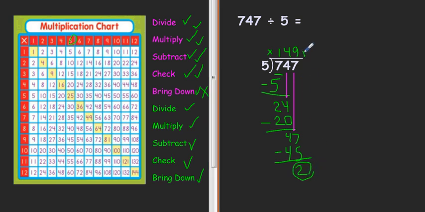So this is what you should have. Remainder 2. So 149, remainder 2. So are we finished yet? No, we have to check it. So let's go ahead and check to make sure our answer is correct.